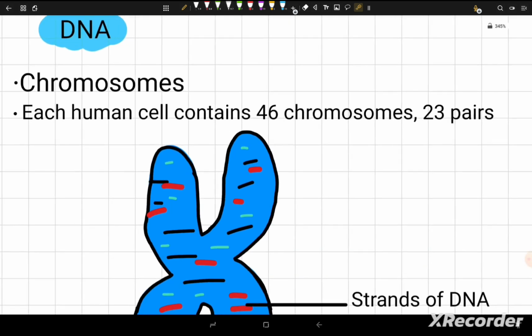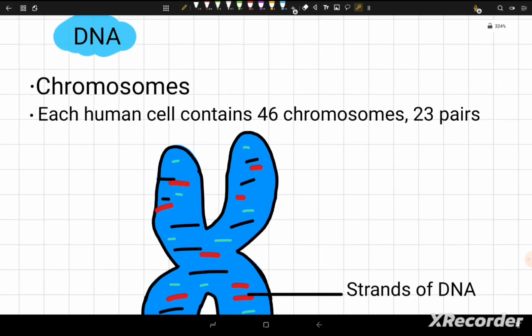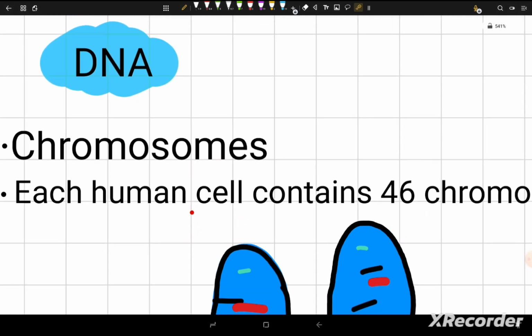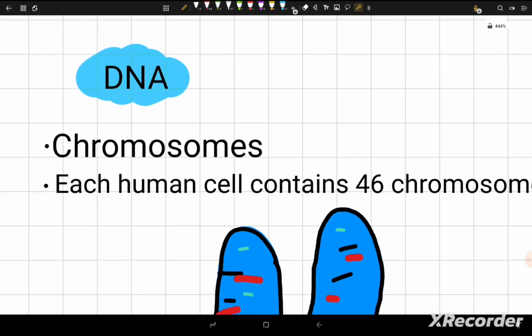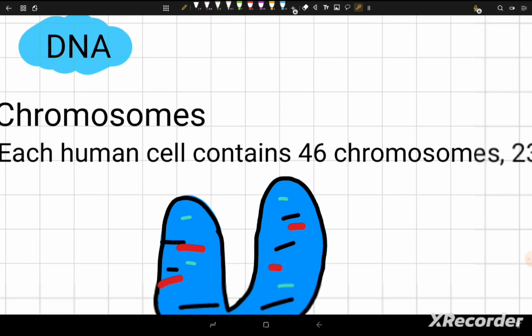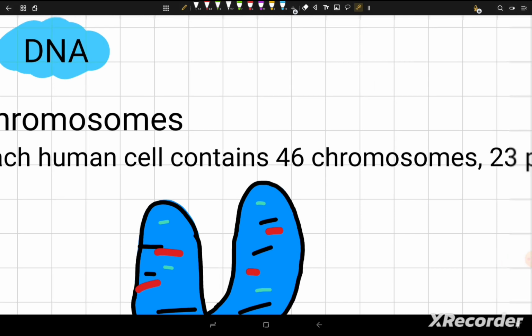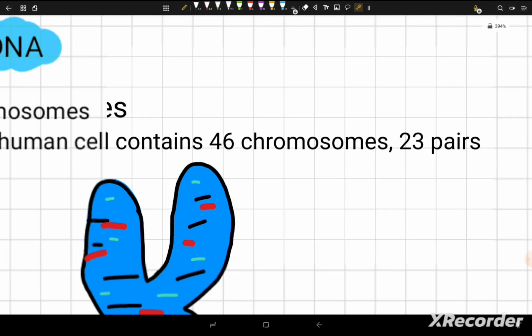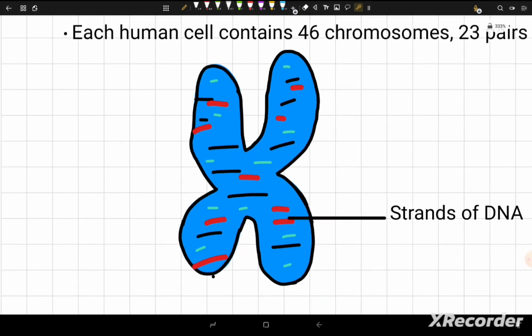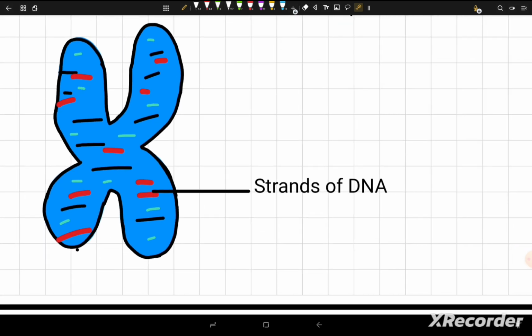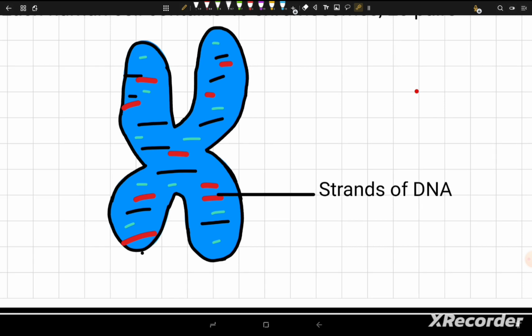Now, when a cell is dividing, it's important to know what's actually dividing. And what's dividing is DNA. So DNA in most eukaryotes is found in chromosomes. Each human cell contains 46 chromosomes, that's 23 pairs, and here's the general structure of a chromosome. It's an X-like structure with two arms on either side, and these little markings in here are strands of DNA.